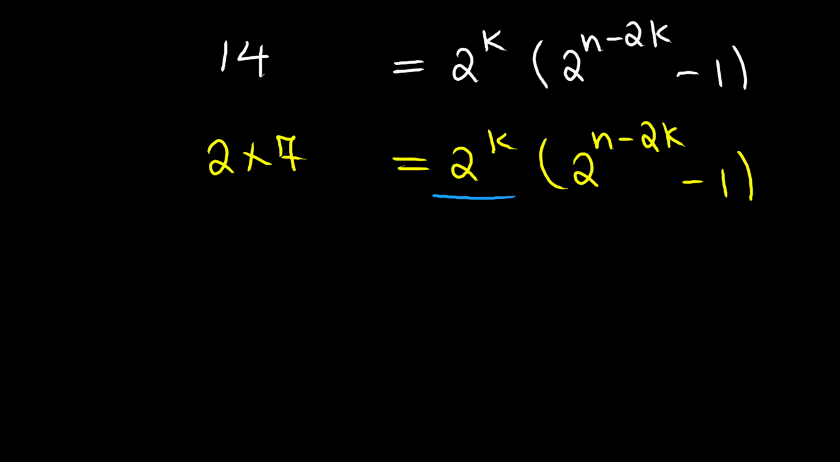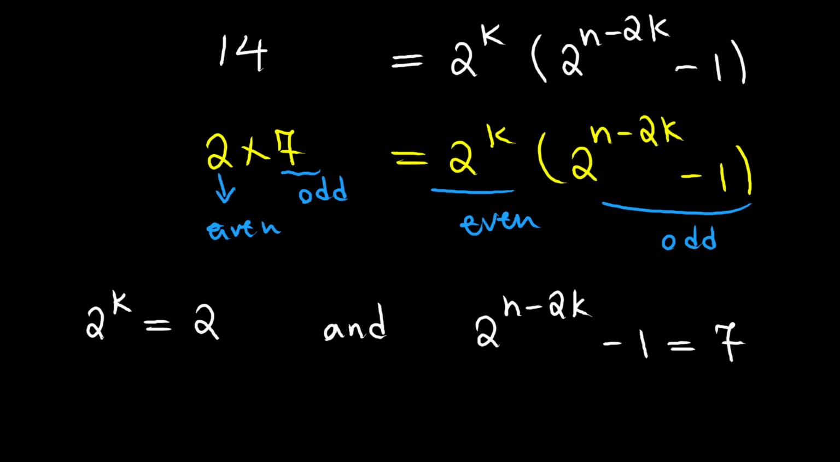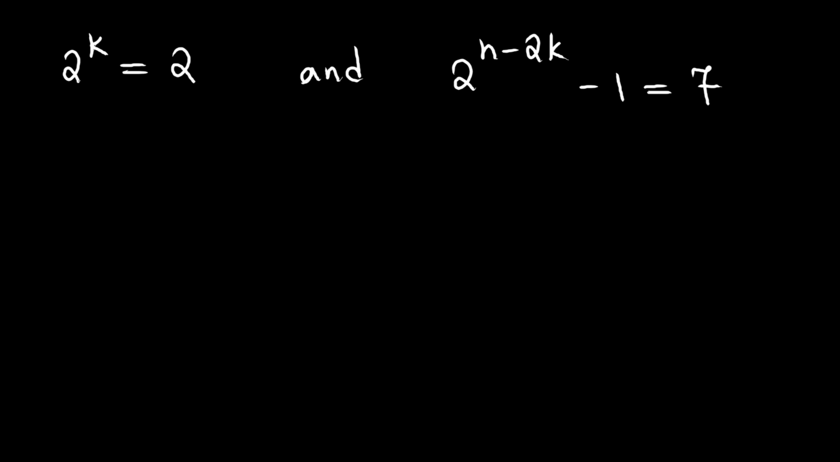Now, notice that this is even, and this is odd, and this is even, while this is odd. Therefore, we can say that 2 to the power of k must equal 2, and 2 to the power of n minus 2k minus 1 has to equal 7. So from the first one, we'll have k equals 1. And if we add 1 to both sides in the second one, we will have 2 to the power of n minus 2 equals 8.